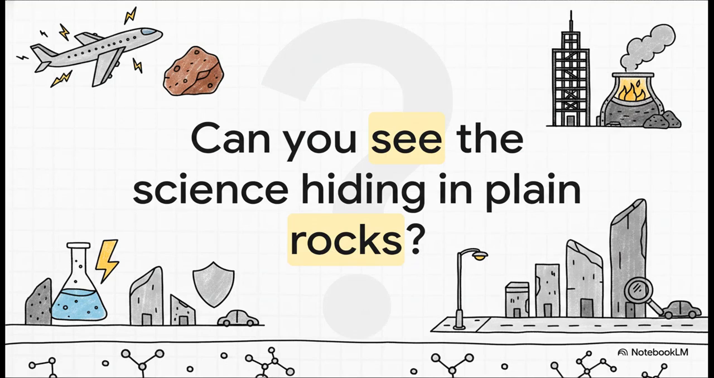We have covered a ton of ground today, from zapping bauxite with electricity to make airplanes, to roasting iron with carbon for our skyscrapers, to splitting salt water just to keep us safe. So, I want to leave you with this thought. Next time you walk down the street, take a second to look around. Can you see the massive scientific ingenuity hiding in plain rocks? The entire modern world is a testament to our mastery of these chemical rules. Thanks for joining me on this explainer, and keep questioning the amazing science hidden in the world around you.